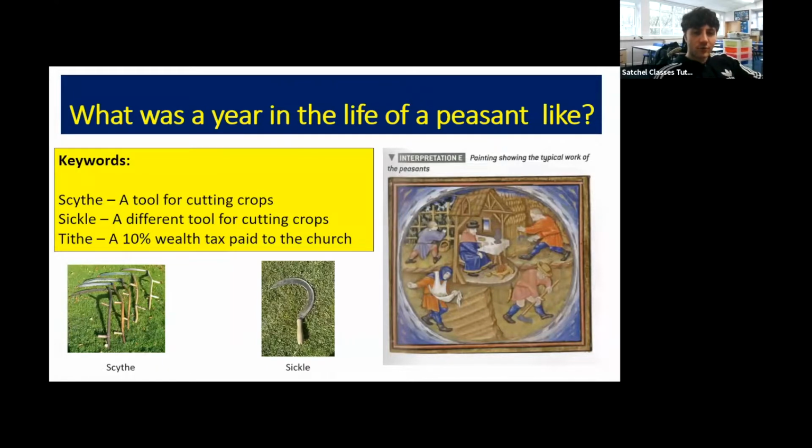That is just a different type of tool that is used for cutting crops, and that's pictured there in the bottom center of the slide, that curved shaped tool. And then finally, we have got a tithe. Now, a tithe is a 10% wealth tax that is paid to the church annually. So once per year, all of the peasants would have to give up 10% of the crops that they produced on the farm and give them over to the church.